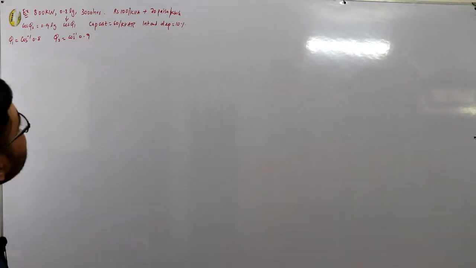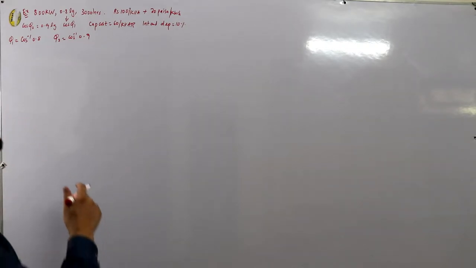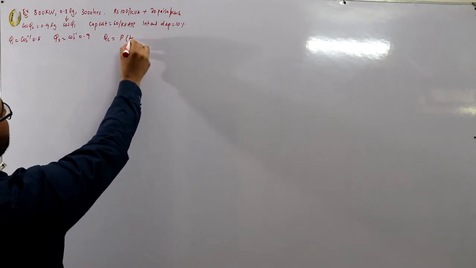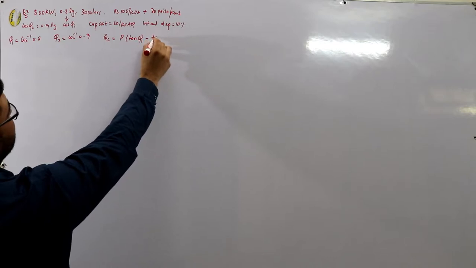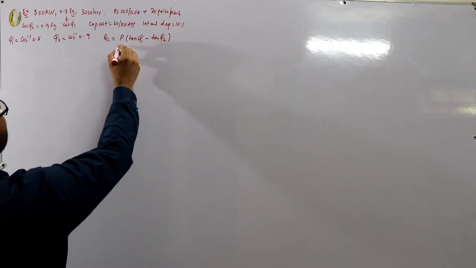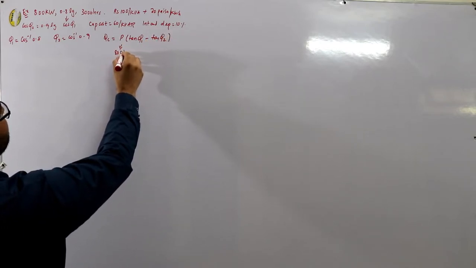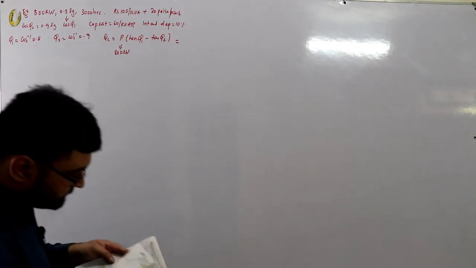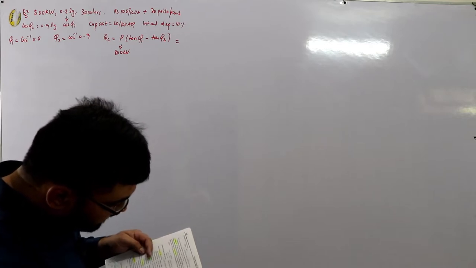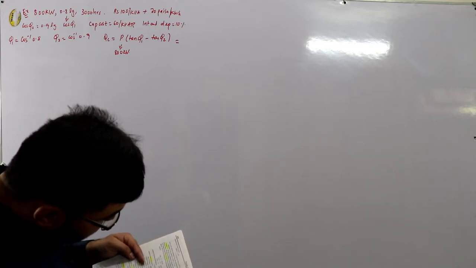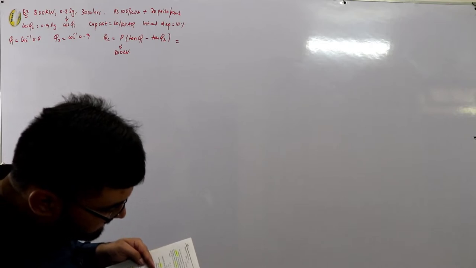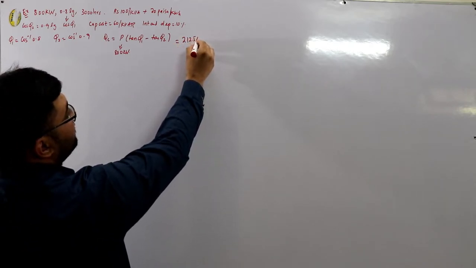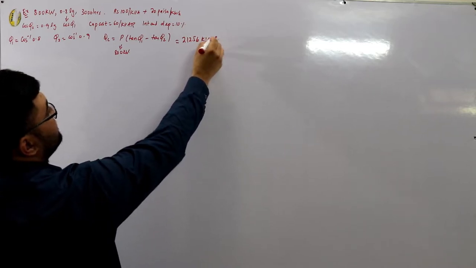Anyways, now you need the rating of the capacitors first. So the rating of the capacitors would be what? You have the formula: P times tangent of phi 1 minus tangent of phi 2. Put P as 800 kilowatts. Find out tangent phi 1 and tangent phi 2, please. What does this come out to be? The kVAR taken by the capacitor is 212.56. QC is 212.56 kVAR.